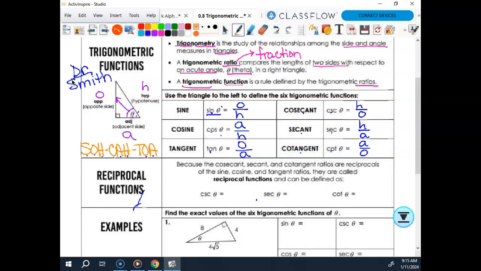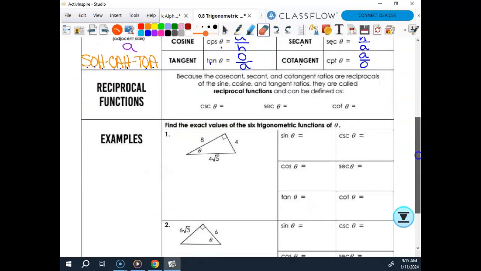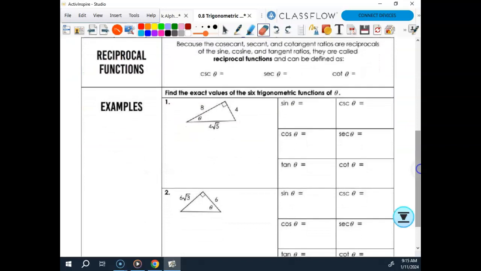All right. Any questions at this point? We good so far? Okay. That really, except for these three, the reciprocals, the rest of it really should be a review. Reciprocal functions. Because the cosecant, secant, and cotangent ratios are reciprocals, they are called reciprocal functions.